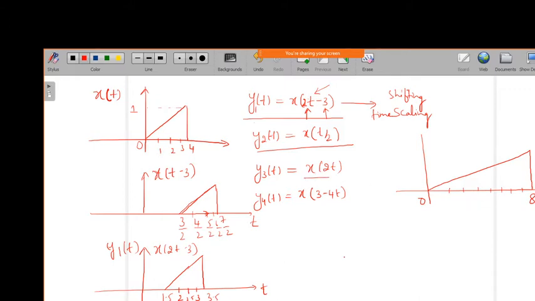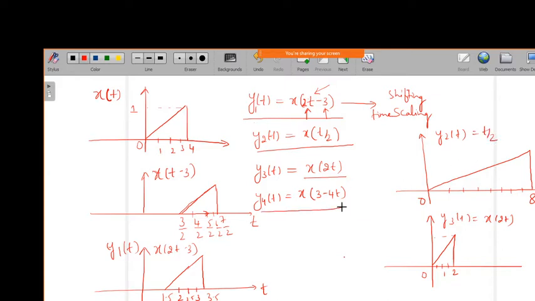Now for this one, we have already done it, but without shifting, is it not? It will be a very shrunk version. It is 0, 1, 2, but in between there will be values like 1 by 2, 3 by 2. This is your y3 of t, which is nothing but x of 2t. And this one, y2 of t, is equal to x of t by 2. So now we do this one.